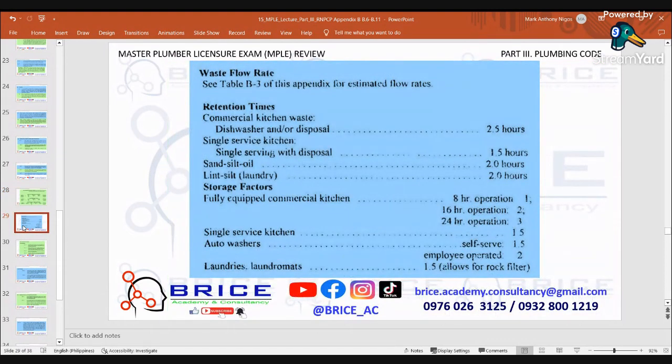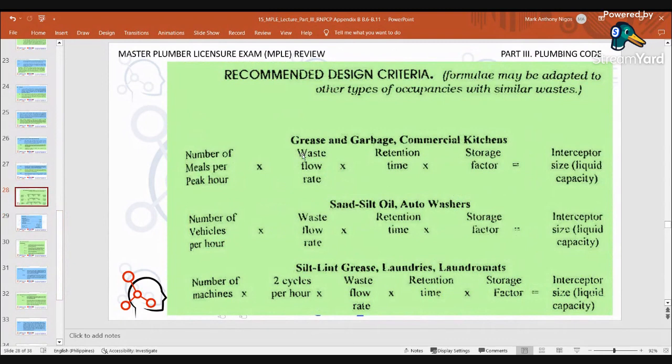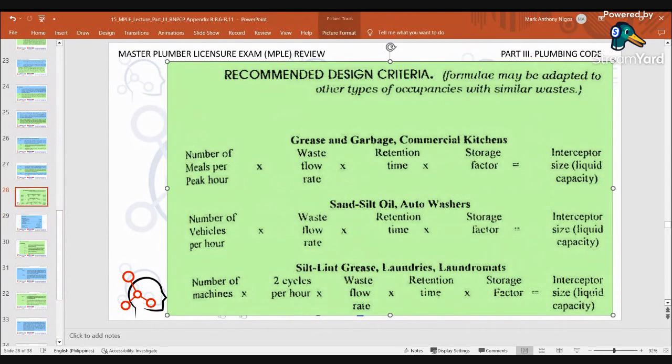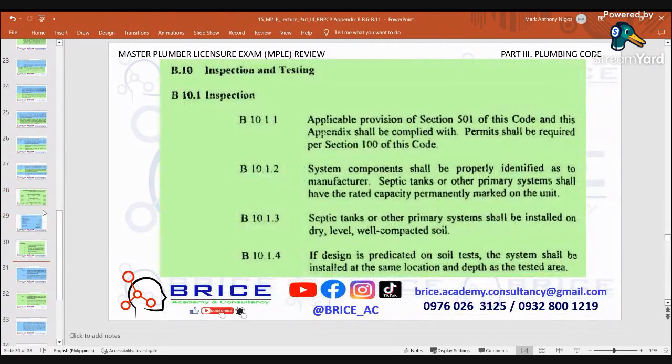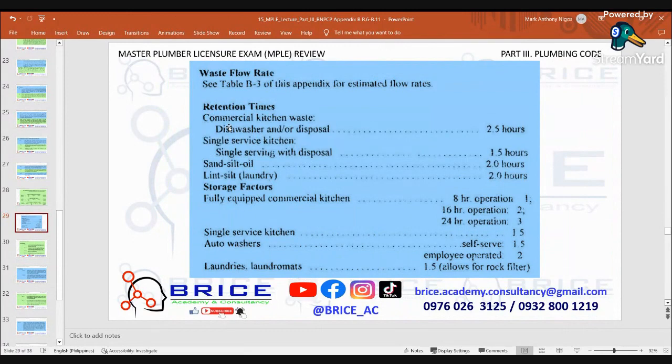Yan, waste flow rate. Yung waste flow rate, ang reference natin is Table B-3 of this appendix for estimated flow rates. Ito yun. Waste flow rate. Haba pa na ng ating ano ngayon. Okay, yan ha. Attention times, commercial kitchen waste disposal.